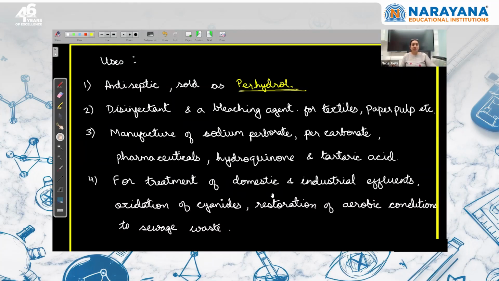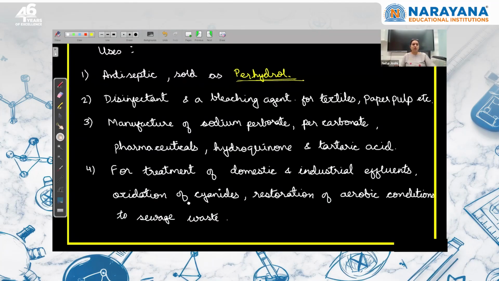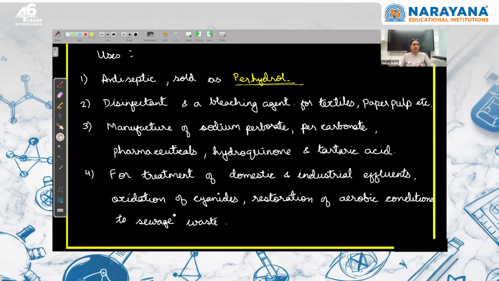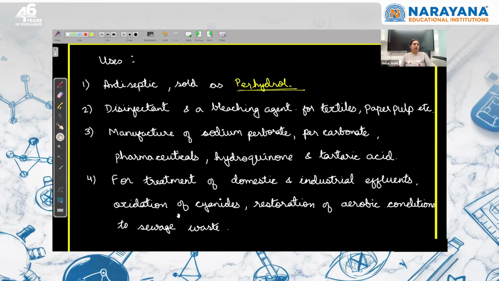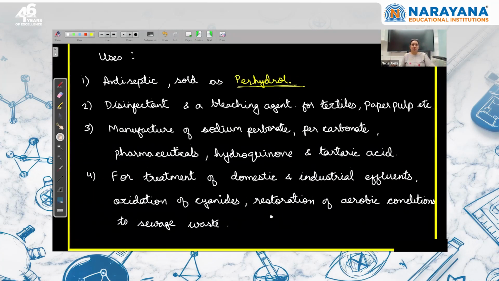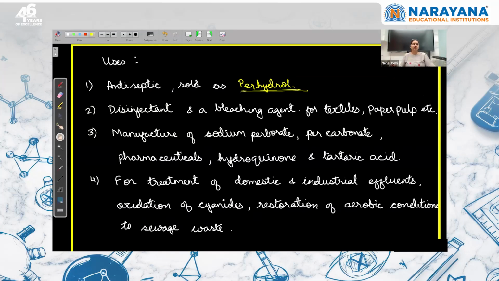It is used for treatment of domestic and industrial effluents, oxidation of cyanide, restoration of aerobic conditions of sewage waste. Okay, we use it to improve the condition of places where we have placed sewage waste, so that when you add H2O2 there, increase in the oxygen concentration, and thus the aerobic condition of that particular place can be improved using this.